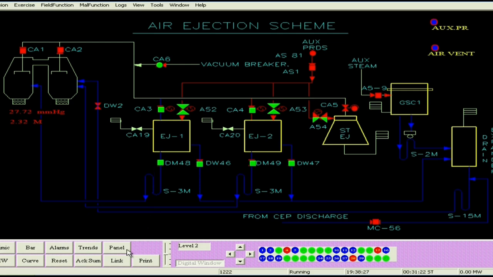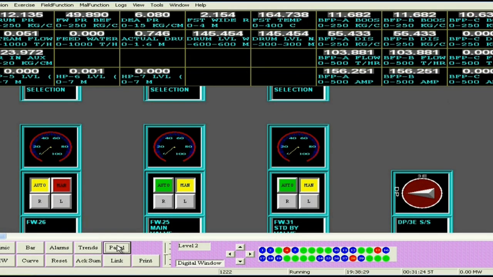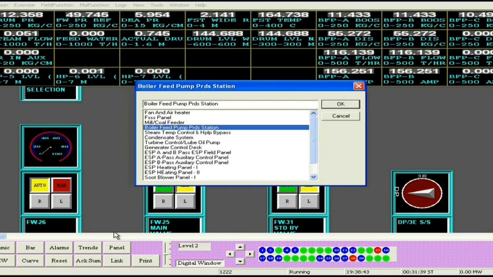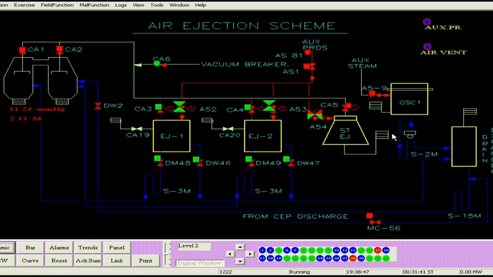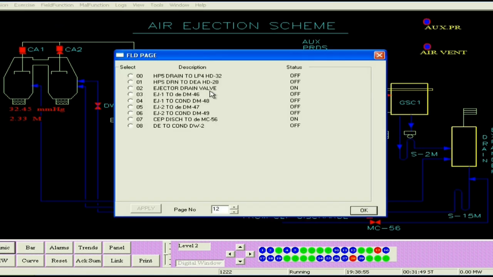We will first check whether the level is being maintained. Now we see that the level has increased considerably to around 145, 144, something like that. The feed flow has decreased to zero, but it is in control still. It is on auto and maintaining. Now you see that the vacuum has come to around 32 or so, 32 mm of water column.